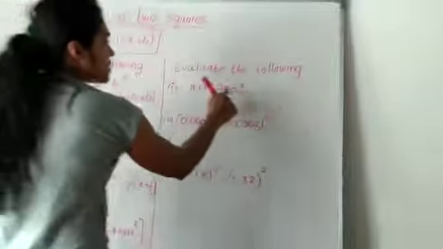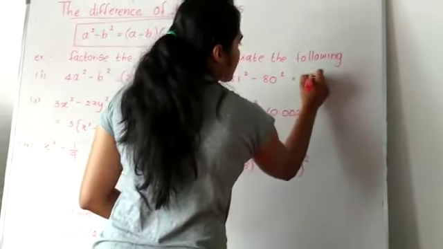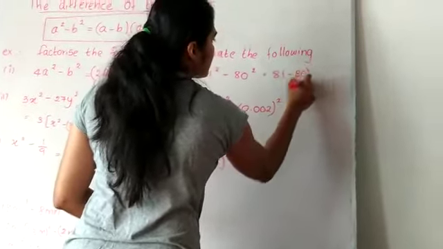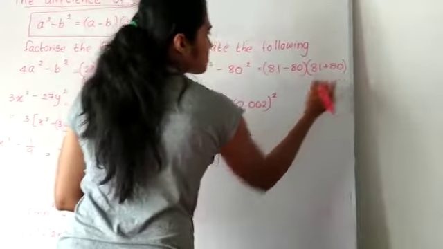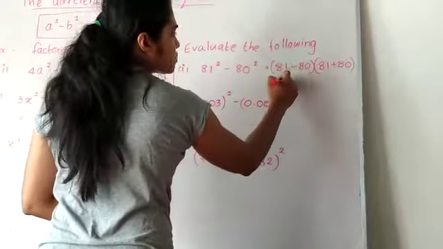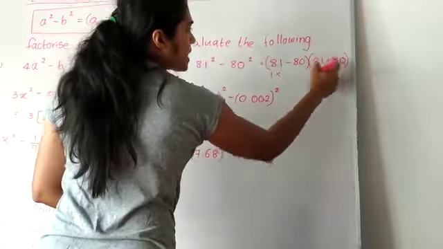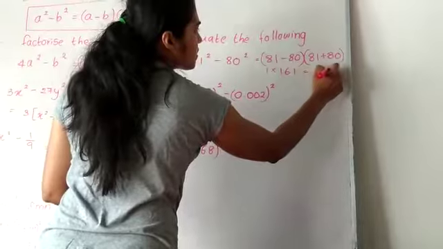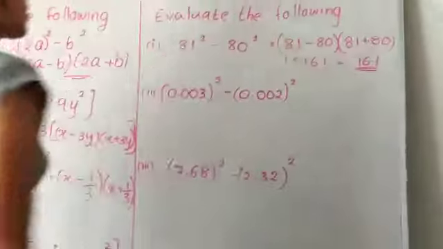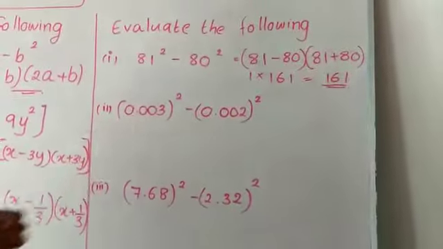Evaluate the following. Evaluate means again it's the same theory. I use the same theory and get my answer. 81 squared minus 80 squared, I can write as (81 minus 80) into (81 plus 80). 81 take away 80 is 1. So 81 plus 80 is 161, so 1 into 161 is 161. Moving on to the next part.